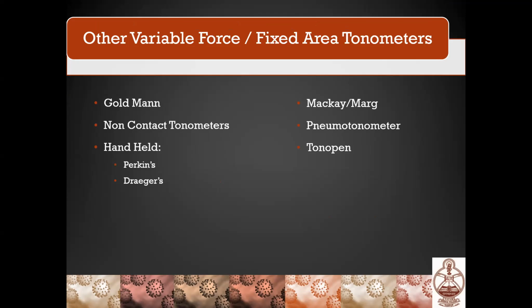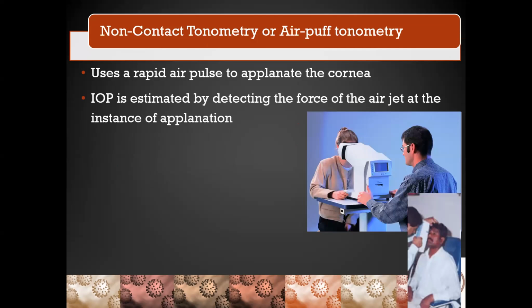Now coming to other variable force or fixed area tonometers, Goldmann we already discussed. Then we have non-contact tonometers. We have handheld tonometers like Perkins and Draeger's. Besides this, we have another group of tonometers, which are the Mackay-Marg tonometer, the pneumotonometer and the Tonopen, which are good for corneal disorders. In non-contact tonometry, there is a rapid air pulse which applanates the cornea.